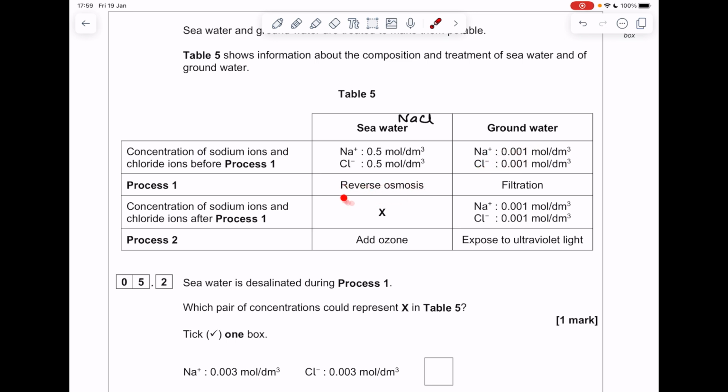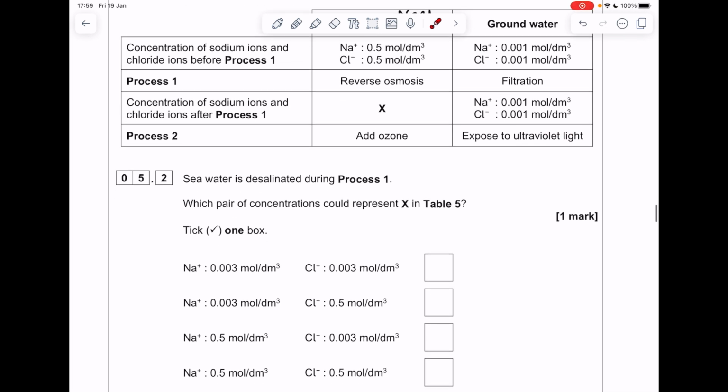Process 1, reverse osmosis. That requires an awful lot of energy. Process 1 for groundwater is filtration, which means removing solids. Concentration of sodium ions and chloride ions after process 1 to be determined. It's the same for groundwater. Process 2, add ozone for groundwater exposing to ultraviolet light. Seawater is desalinated during process 1.